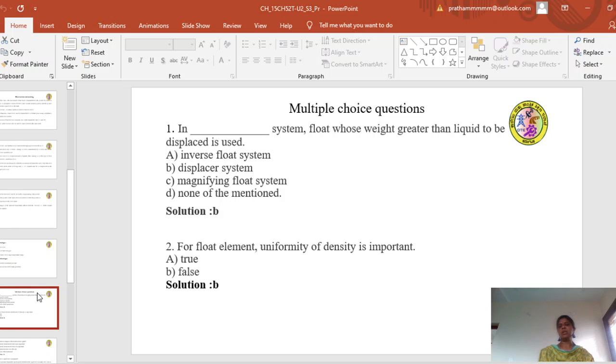For the float movement, second question. For the float movement, uniformity of the density is important. Correct or wrong? It may not be that the density needs to be exactly uniform. So it is false.